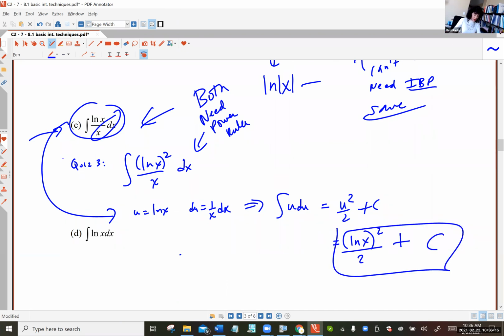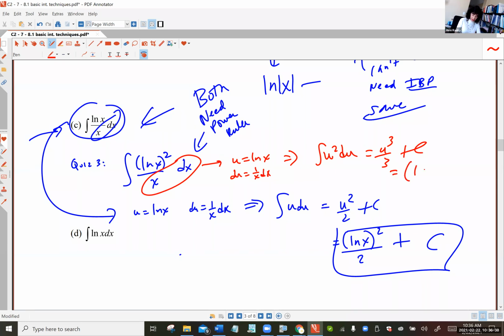Now the quiz problem will have a slightly different answer, but it has the same strategy. You're going to let u be just ln x, and du is 1 over x dx, which is already there in the integrand waiting to get swallowed up by the du. So now this looks like u squared du. Using the power rule, you get u cubed over 3. So that's (ln x) cubed over 3 plus c. On your quiz, it should have been pretty straightforward. Any questions on this? Professor?